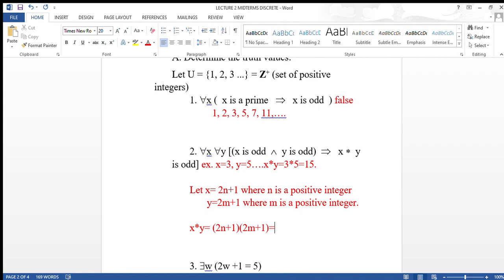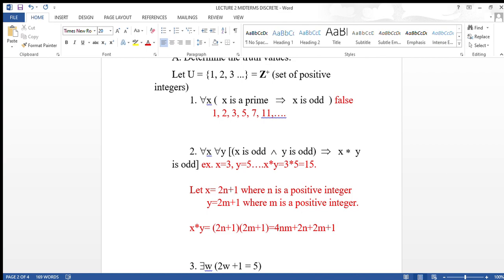And if you now expand this, we get 4nm plus, so we're just expanding this, plus 2n plus 2m plus 1.